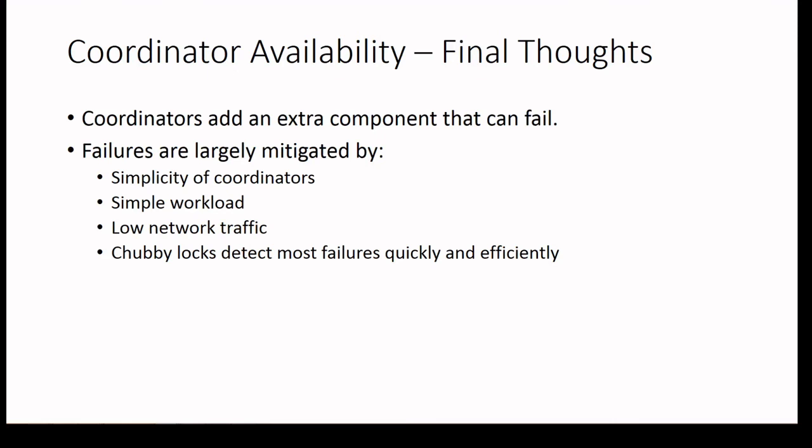They're very small because coordinators are ultimately very simple. They're very simply built. The tasks that they perform are very simple. The size and the amount of network traffic they get is very small. And many failure types are simply detected by Chubby and they're solved very quickly and very efficiently. So this is why Megastore uses coordinators. Even though they add an extra level of complexity, they're worth it because they don't fail very often and they increase your read speed by a noticeable amount.